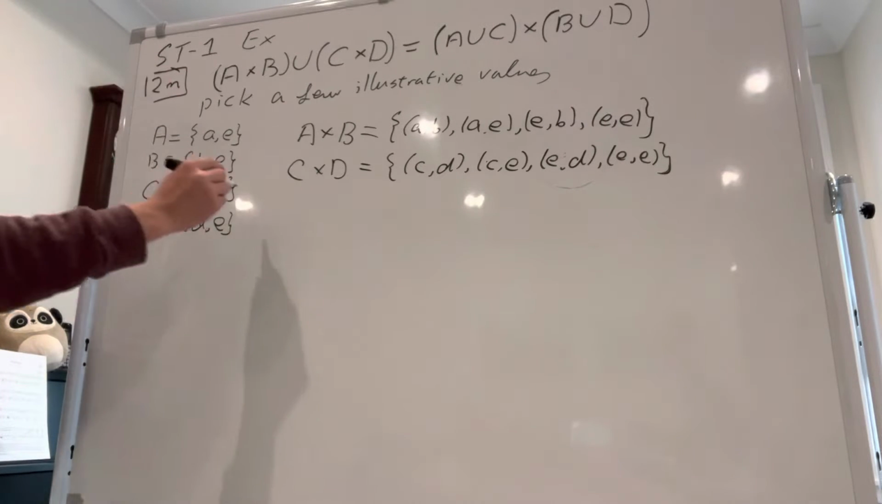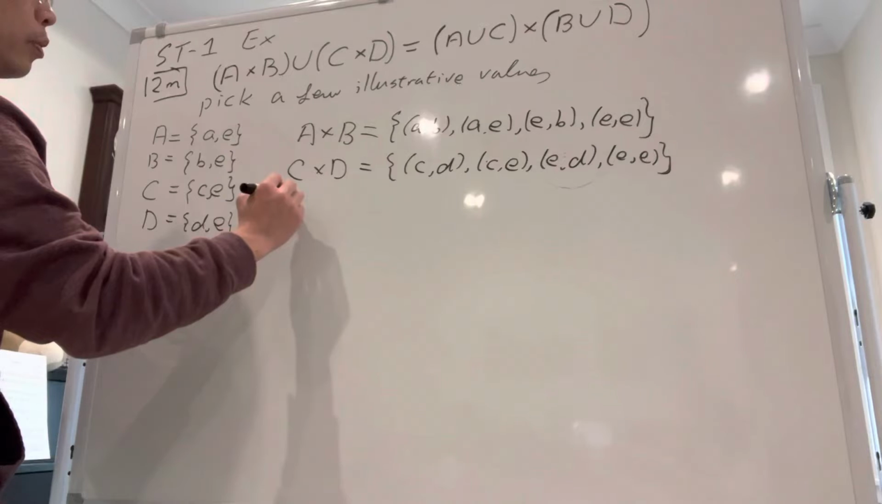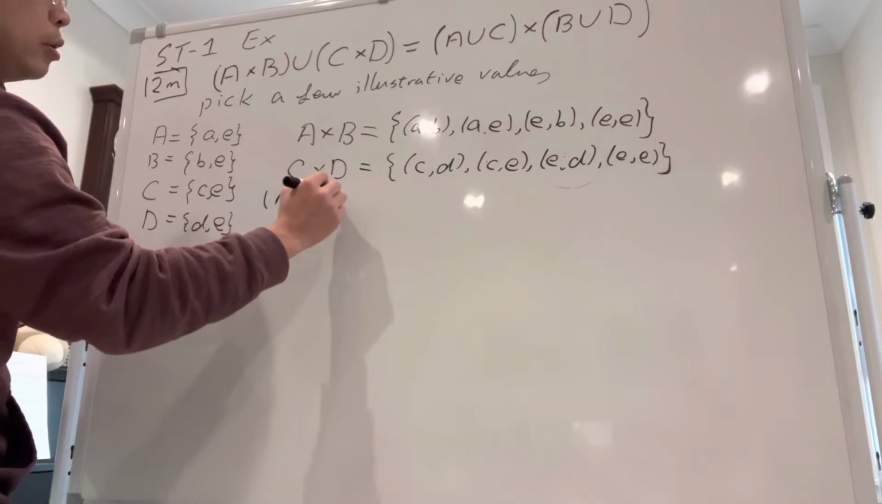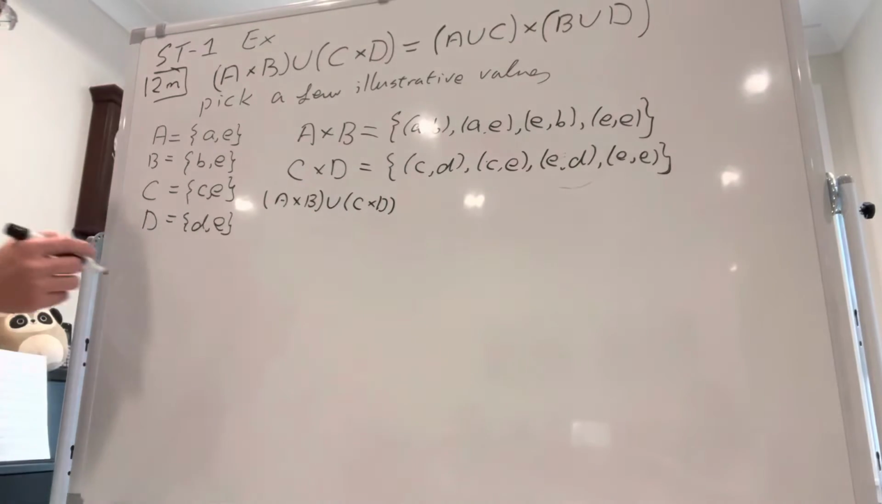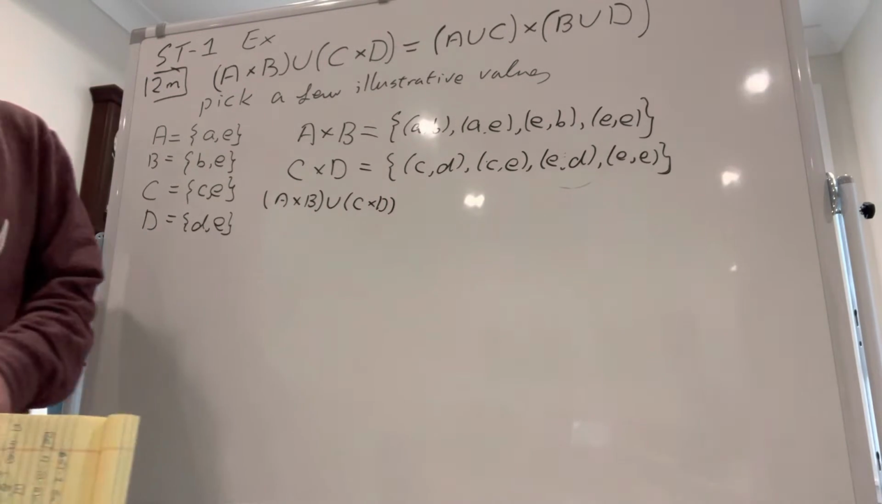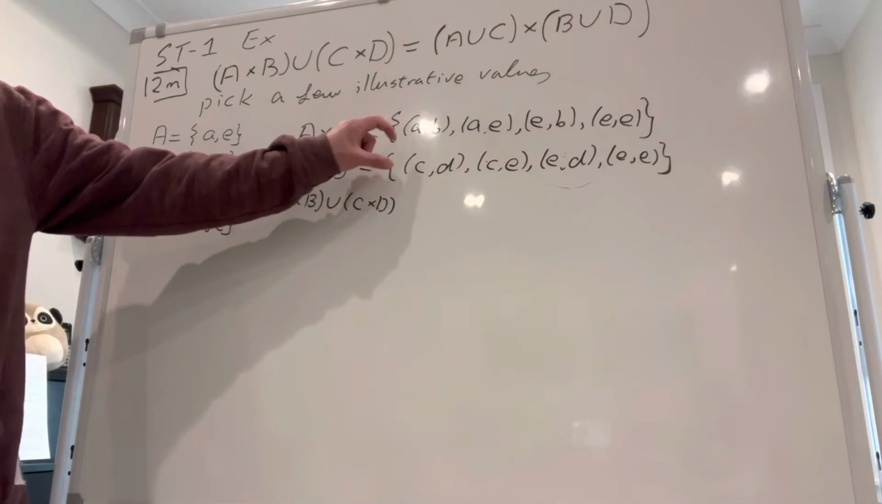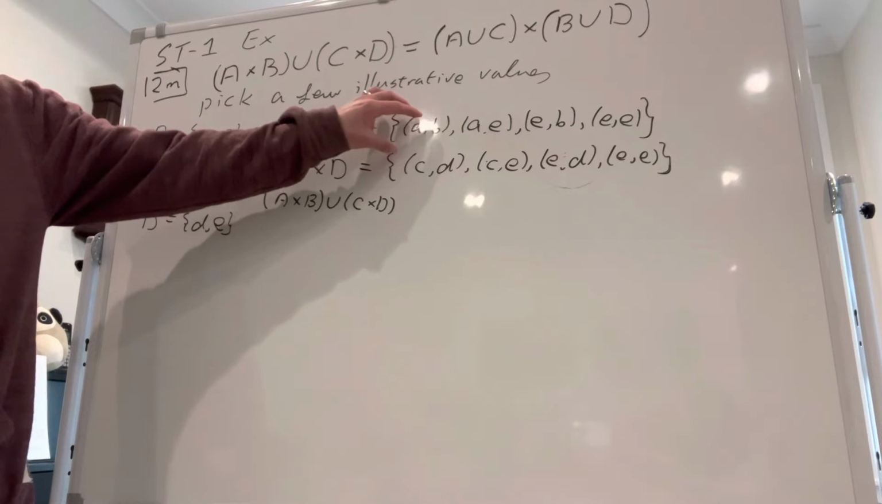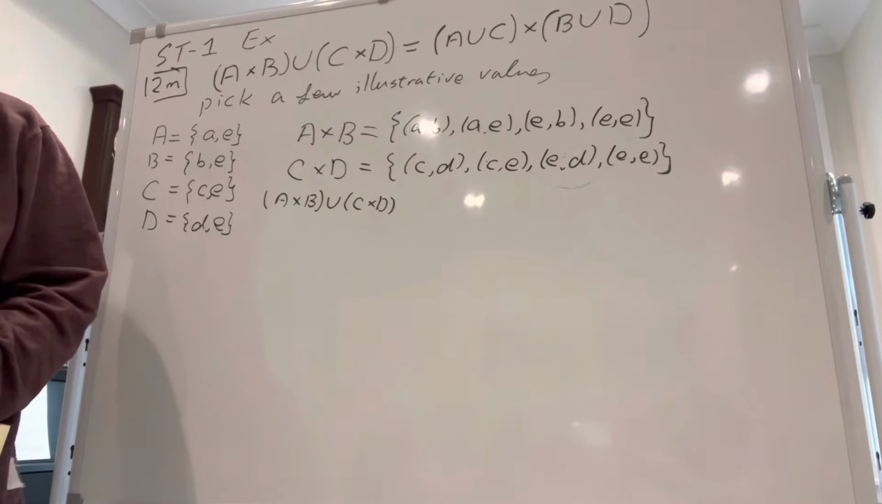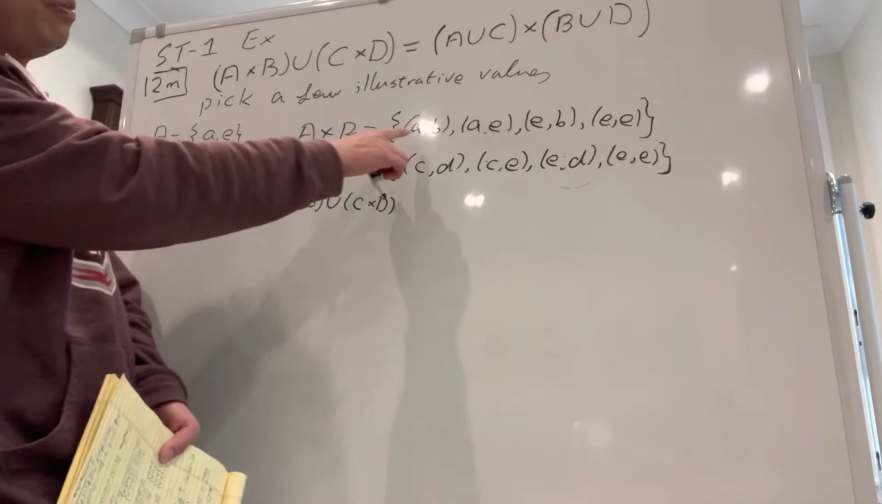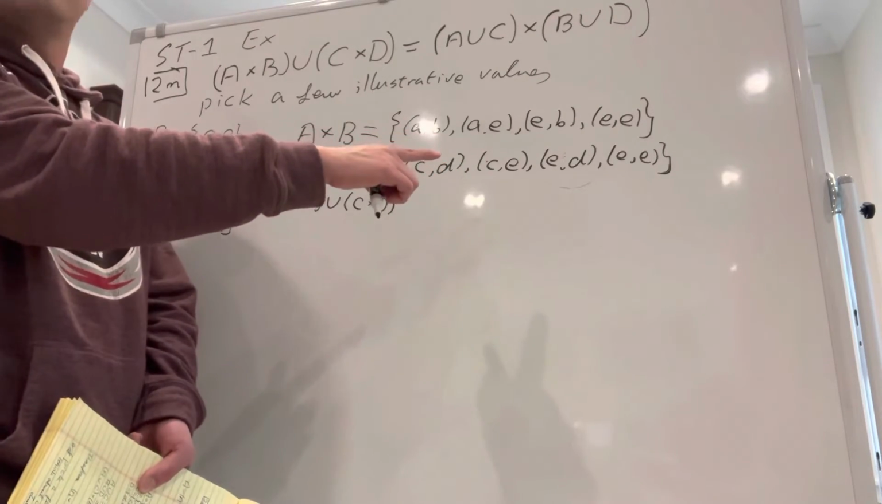And the left-hand side is this. A cross B, union C cross D. Again, what it means is we are basically combining these two: put the items from the first bag and take the items from the second bag and then put them in a bigger bag.